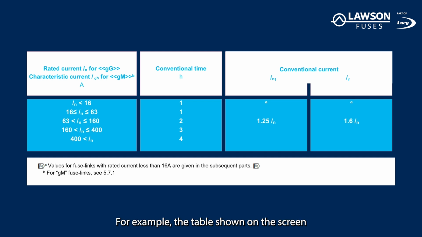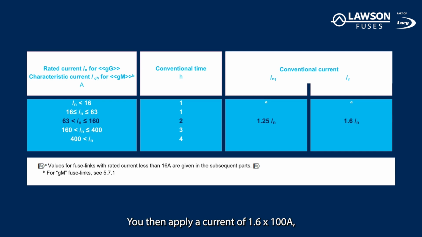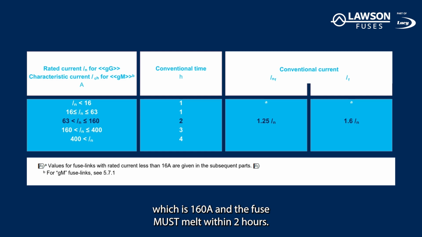For the example table shown on the screen, a 100 amp fuse must be able to withstand a current of 1.25 times 100 amps, 125 amps, for 2 hours and not melt. You then apply a current of 1.6 times 100 amps, which is 160 amps, and the fuse must melt within 2 hours.